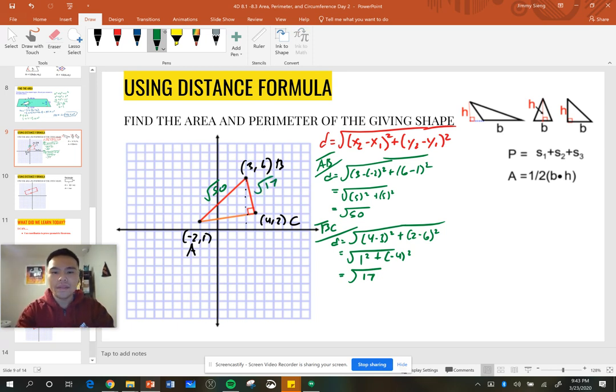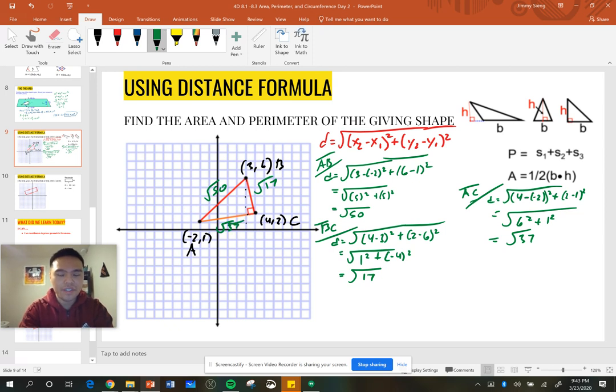All right. Let's go ahead and look at our AC now. That is going to be the same thing. We got 4 minus negative 2 squared plus 2 minus 1 squared. I got a little bit mixed up with those 2's. Okay, simplify this. We get 6 squared plus 1 squared, which is just square root of 37.